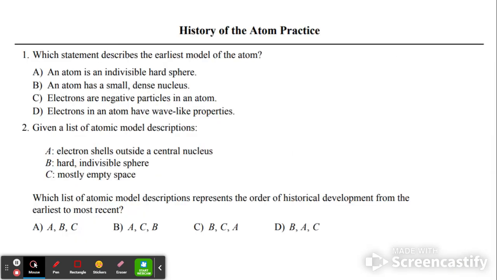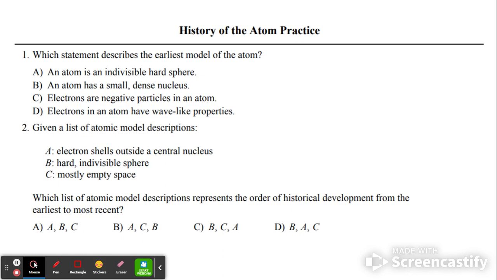These are some assessment questions on the history of the atom. Question 1. Which statement describes the earliest model of the atom? The best fitted choice would be A. An atom is an invisible hard sphere. As it is to our understanding, this isn't necessarily true anymore. However, the question is not asking for which choice is necessarily correct. It is asking for the statement that describes the earliest model of the atom, and that would be A.